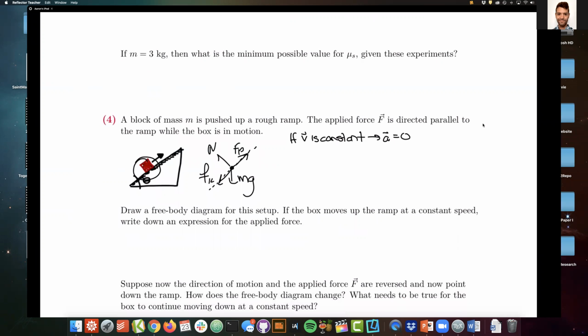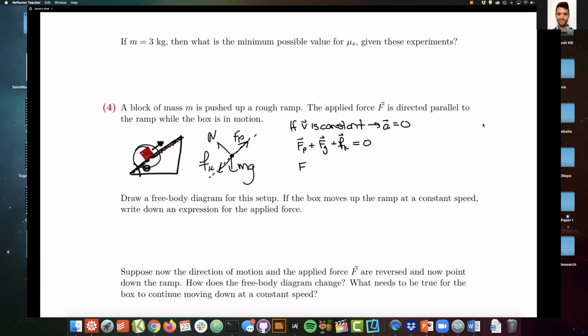So in this case, I know that F push has a component along the ramp. I know gravity has a component along the ramp. And then I know friction has a component along the ramp. And those three forces better add up to 0. The components along the ramp, rather.